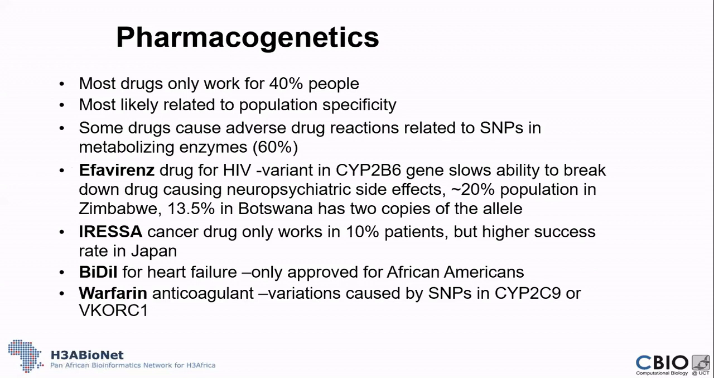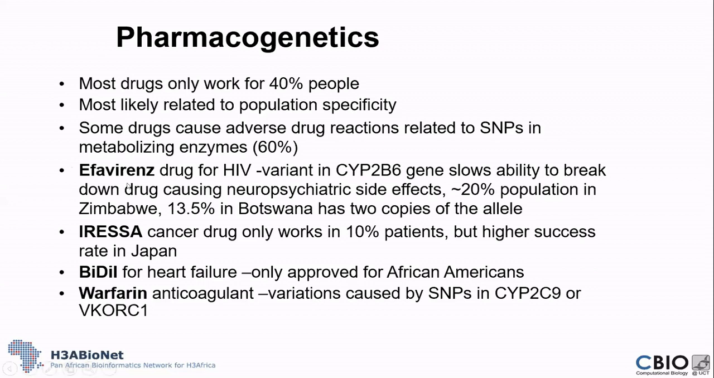One application of this is pharmacogenetics. So this is basically looking at the genetics of pharmacology. So what changes in your genome are there that might impact how you will respond to a drug? Most drugs only work for 40% of the people. It's most likely because of what population group you come from. Some drugs don't work because there's a genetic change that causes a change in the piece of the cell that's working with the drug or interacts with the drug.